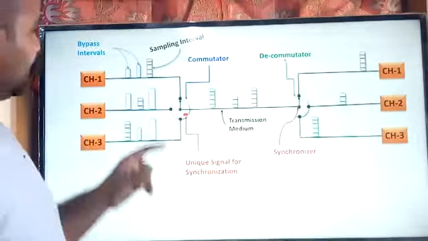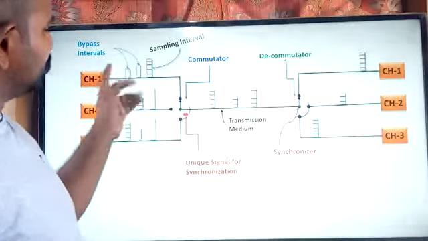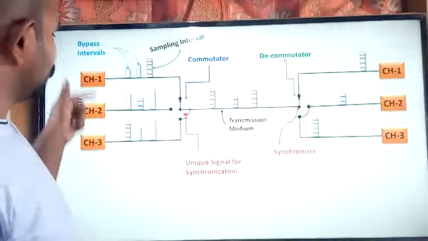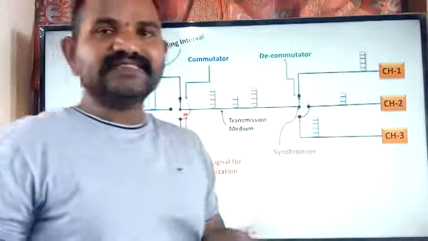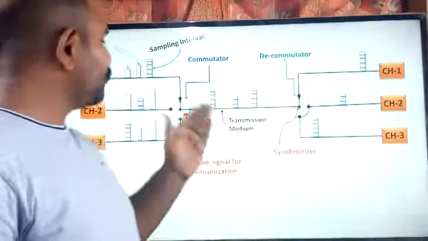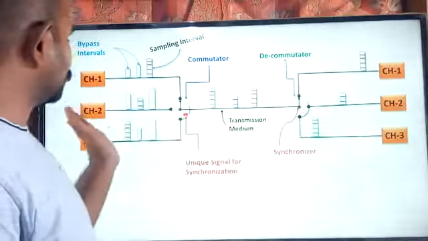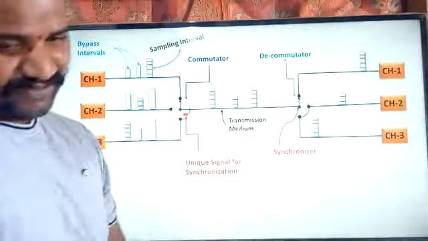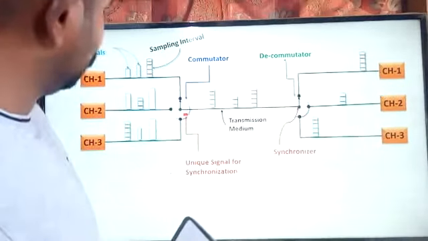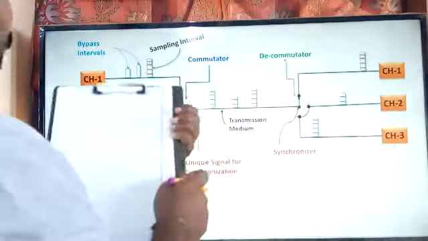Now the question comes: how much time period is allocated for each channel, and what is it decided based on? Based on what do they decide how much time should be allocated for channel 1, for channel 2, and for channel 3? As we have taken 3 channels on the board, let me take 3 different signals.